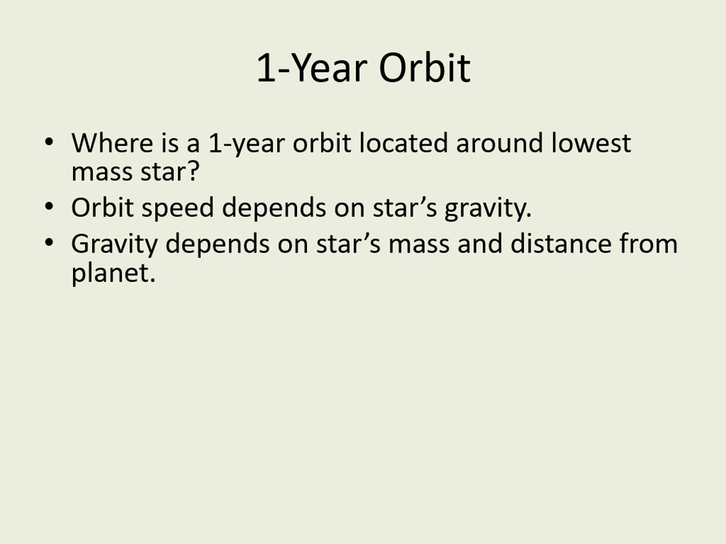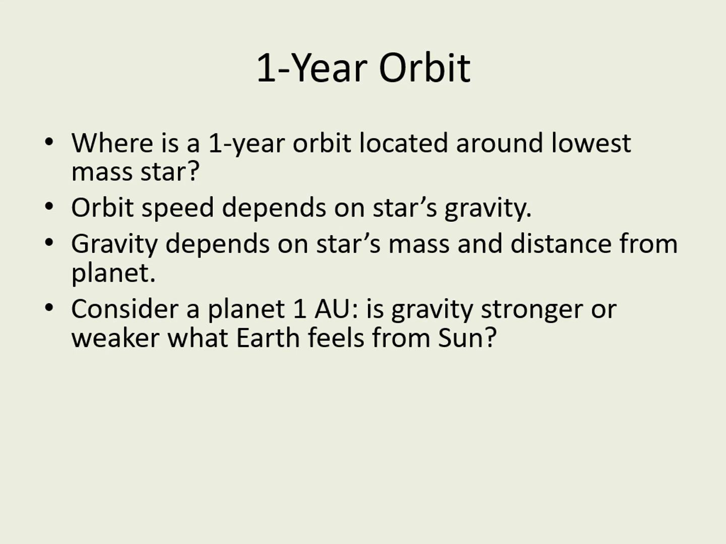So to figure out whether or where a planet with a 1-year orbit should be, a good place to start is to think about a planet 1 AU from its star. At this distance, should the pull be the same as the pull Earth feels from the Sun? In that case, the planet will be moving around the star at the same rate the Earth moves, and its orbit will be just 1 Earth year long.